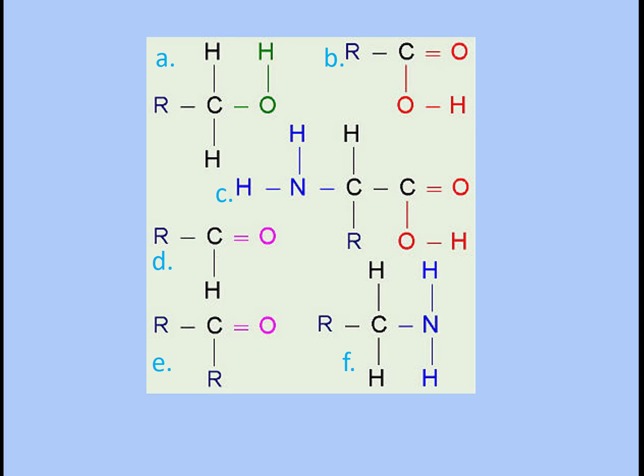D is an aldehyde because I have that double bond O at the end. We have E, there's a double bond O, but it's in the middle, so that would be a ketone. And last but not least, we have an amine with that N H group.